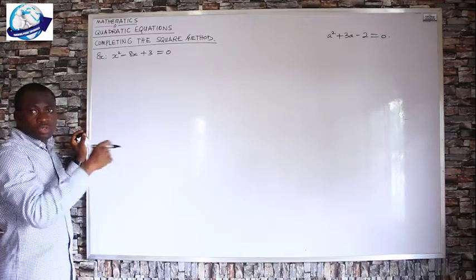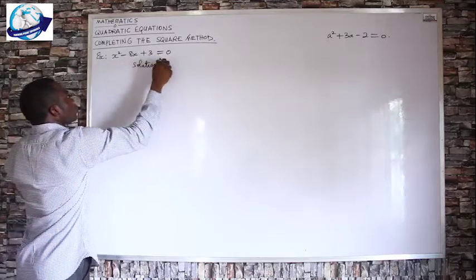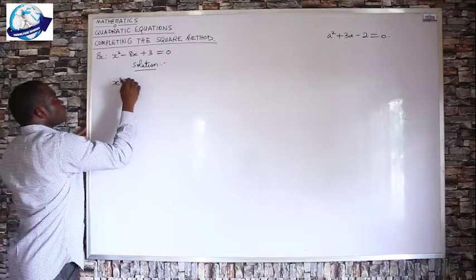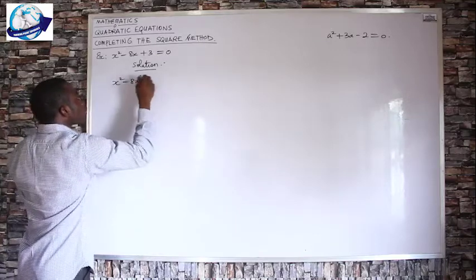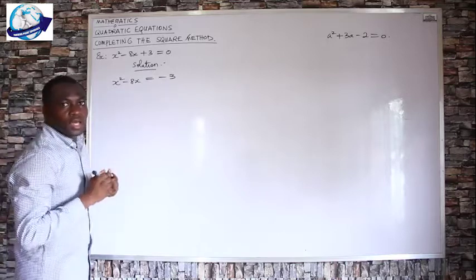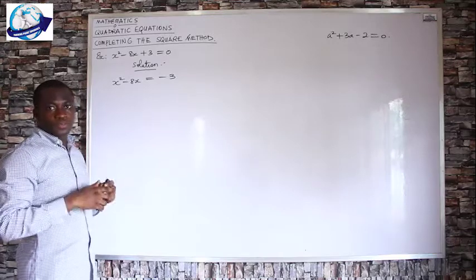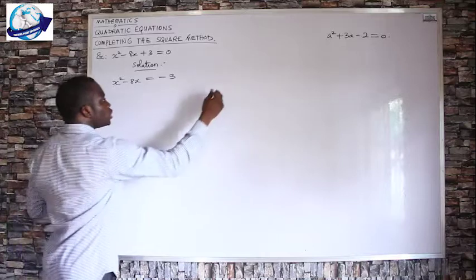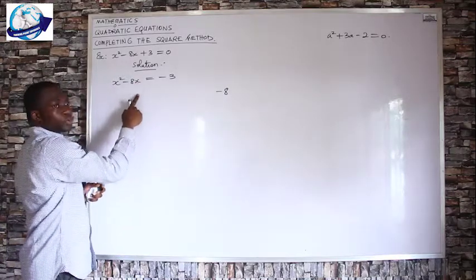So carry the constant to the right hand side. This is the expression x squared minus 8x. When the constant plus 3 goes to the right hand side, you get minus 3. Then the next thing to do is ask yourself, what is the coefficient of the variable? The variable is x. So what's the coefficient of the variable? The coefficient of the variable is minus 8.